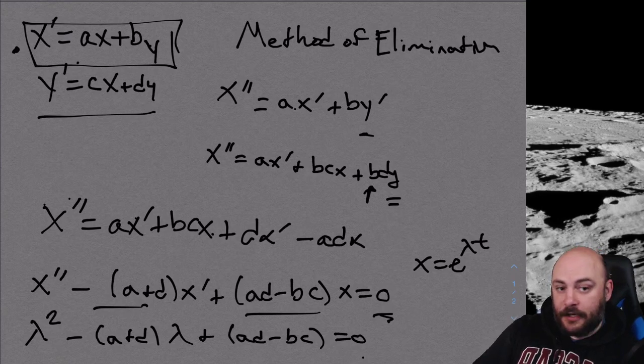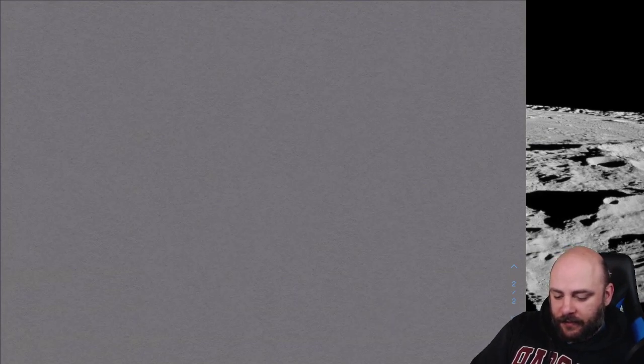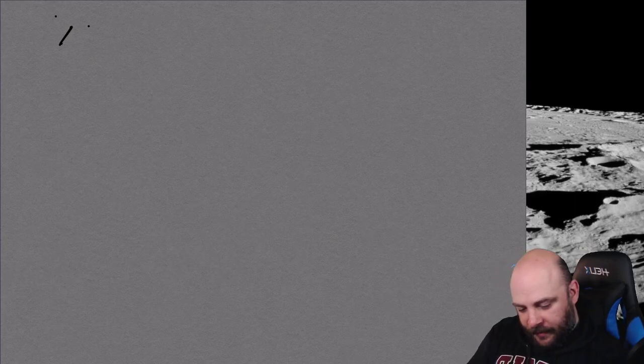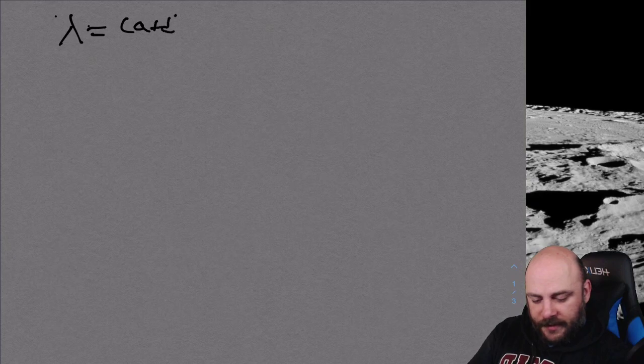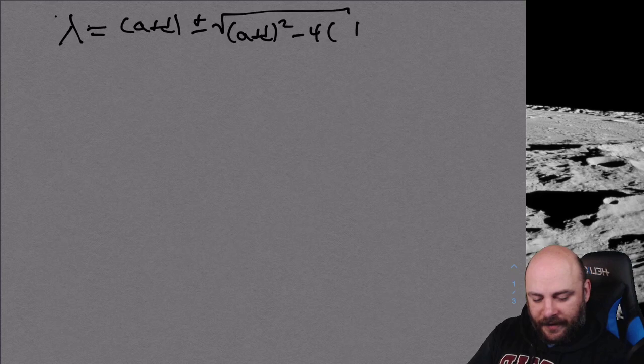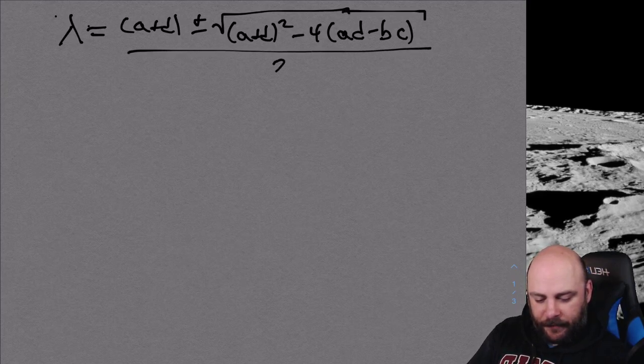Basically, we know we can do that. And this is where some of our cases come into play. Okay, so when we end up solving that for lambda, lambda equals a plus d plus or minus the square root of (a plus d) squared minus 4 times (ad minus bc), and this whole thing is divided by 2.